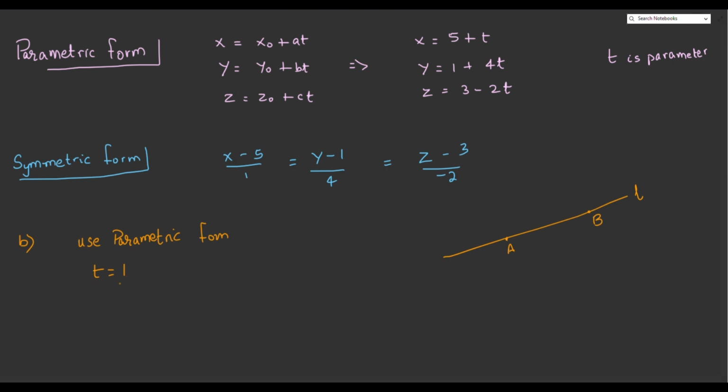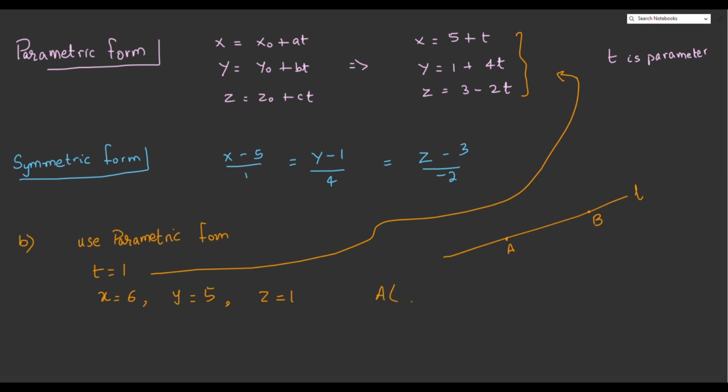Let's choose t = 1. If I put t = 1, you have to put it in this set of equations. That will give you x = 6, y = 1 + 4, which is equal to 5, and z = 3 - 2, which gives you 1. So we get a point A. Its coordinates will be (6, 5, 1).